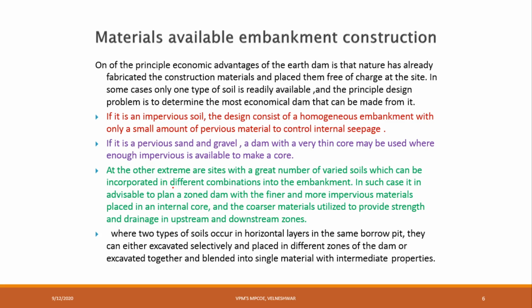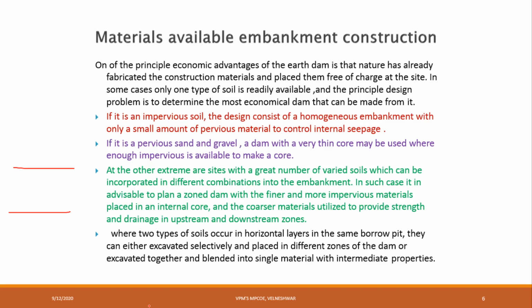Next, if it is an impervious soil, the design consists of a homogeneous embankment with a small amount of pervious material to control the internal seepage. Homogeneous embankment means, for suppose, from low level to top level the same type of soil should be there. Okay, then only we can see this. Only a single type of soil will be there, so that we can control seepage and other properties of soil.